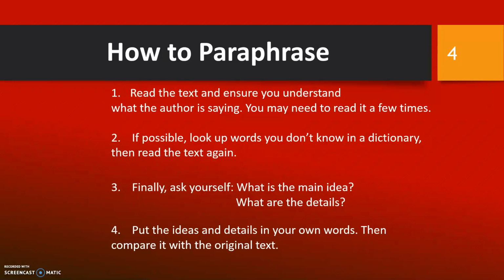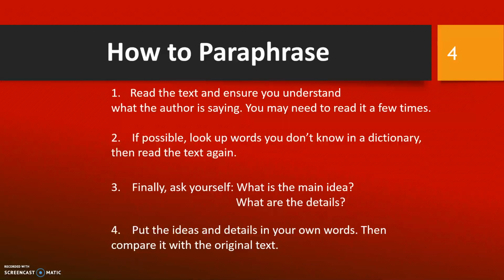Alright, so how do you paraphrase? This is how we do it. The first step is to read the text and make sure we understand what the author is saying. So you might need to read it a few times. This is completely normal. Often you'll be reading slabs of academic material. They're using all these fancy words, and so you'll need to read it a few times to make sure you understand what they're saying.